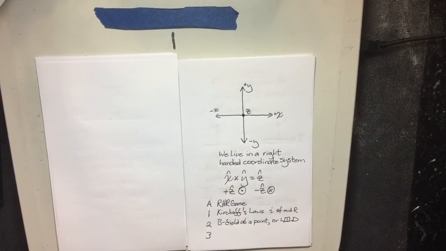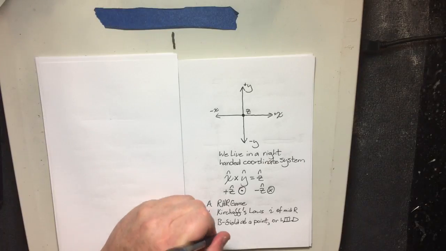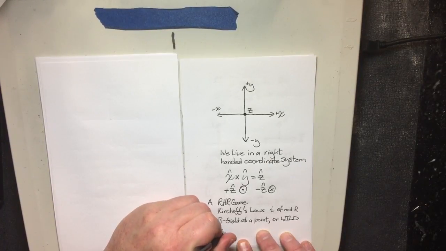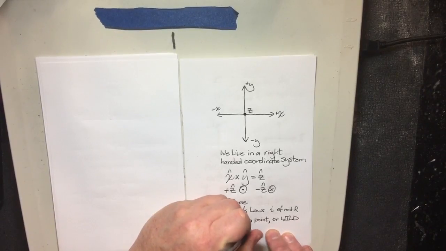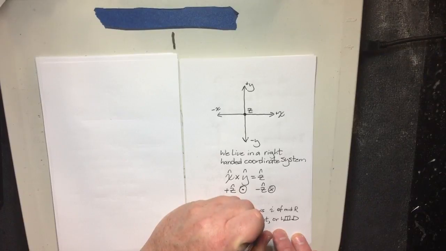The number 2 problem is the B field at a particular point, B field addition, or it could be a wild card: force on a wire, particle spectrometer, velocity selector, stuff that we'll go over Thursday and stuff that we've already covered. And then the third one is magnetic induction.